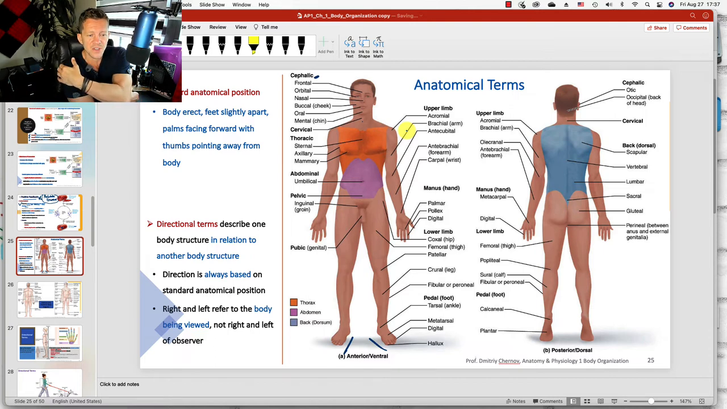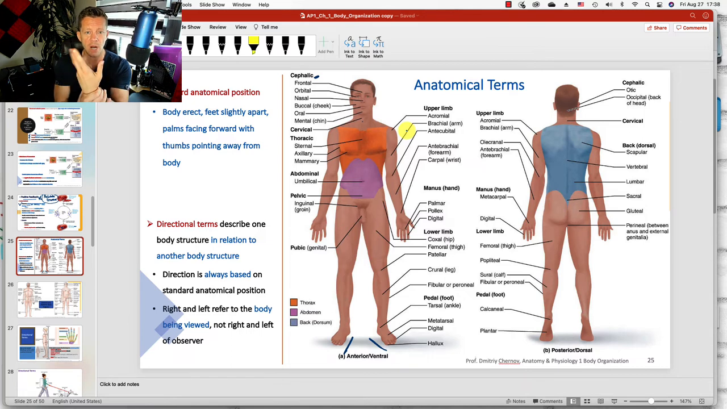When we look at the skeletal system, it's going to be a lot easier to see where the acromion is. Brachial region, that's the upper arm. Antecubital, that's the cubital area, where blood is drawn. Brachial, antebrachial. So this is the upper arm, which is the brachial, and this is the forearm. The forearm is antebrachial. So this is brachial and this is antebrachial.